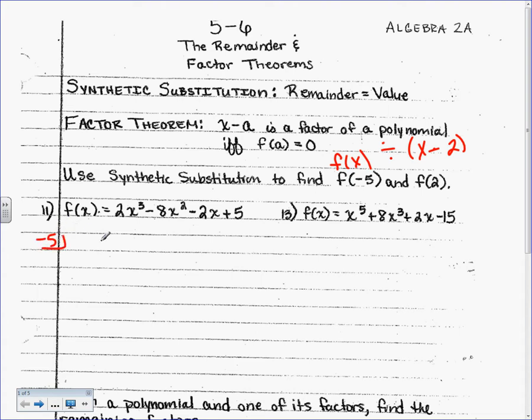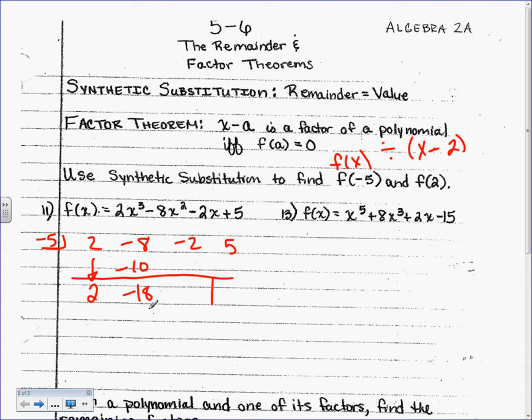-5, right? What goes behind it? 2, -8, -2, and 5. Everybody okay? All right, what do we do? Yeah, bring down the first number. Don't change anything. Just bring it down. So drop the 2. What do I do? Multiply by the box. What do I get? -10. What do I do? Add. What do I get? -18.